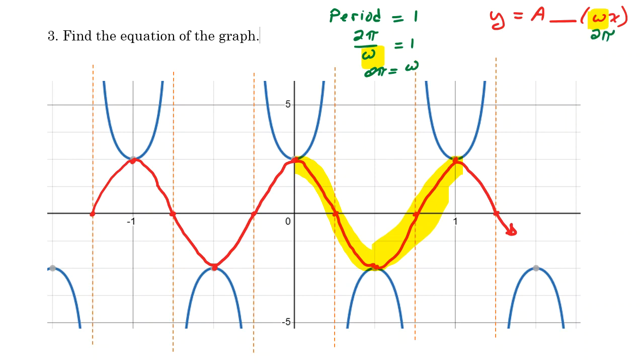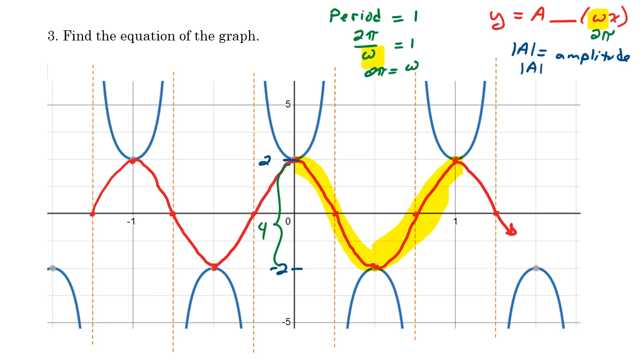Okay, now we need to figure out the amplitude. So recall that the absolute value of a is the amplitude, and the amplitude is basically half of the distance between the highest and lowest points. So our highest point is occurring here at 2, and our lowest output for the red graph is occurring at -2. So that is a distance of 4, and half of that is 2. So I know the absolute value of a is my amplitude, which is 2.